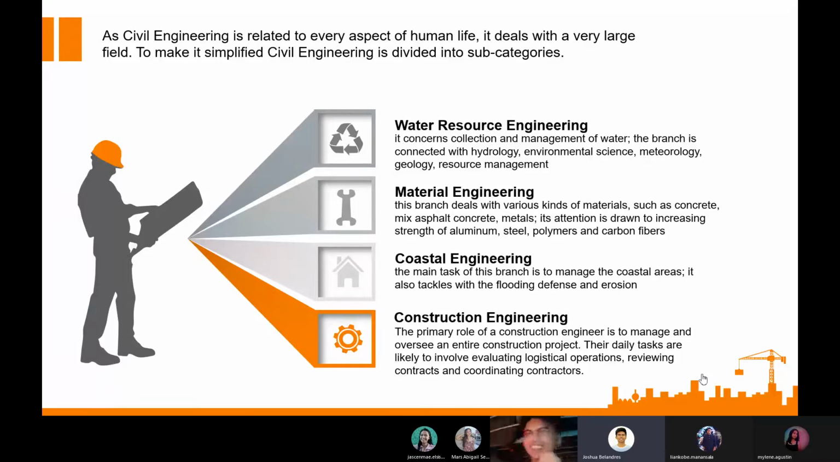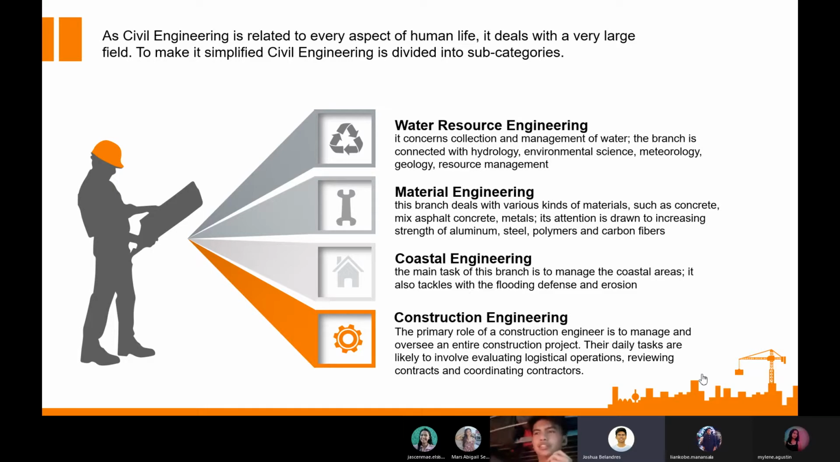Okay, so continuing. Next is water resource engineering. It concerns collection and management of water. This branch is connected with hydrology, obviously, environmental science, meteorology, geology, and resource management. Next is material engineering. This branch deals with the various kinds of materials such as concrete mixed asphalt, concrete, metals. Its attention is drawn to increasing strength of aluminum, steel, polymers, and carbon fibers.